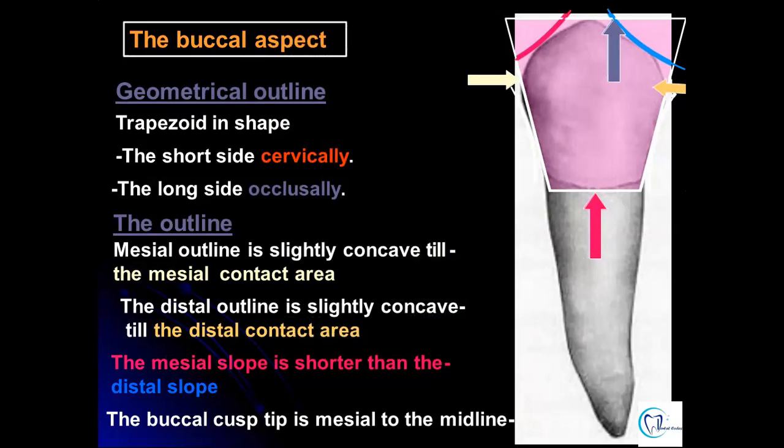When we see the outline from the mesial and the distal surfaces, the mesial outline is concave till the contact point and the distal outline is also slightly concave till the distal contact point. When we compare the slopes, the mesial slope is shorter than the distal slope. All these markings you can appreciate in the schematic presentations with the help of the colored markings. When you see the buccal cusp tip, it is mesial to the midline.